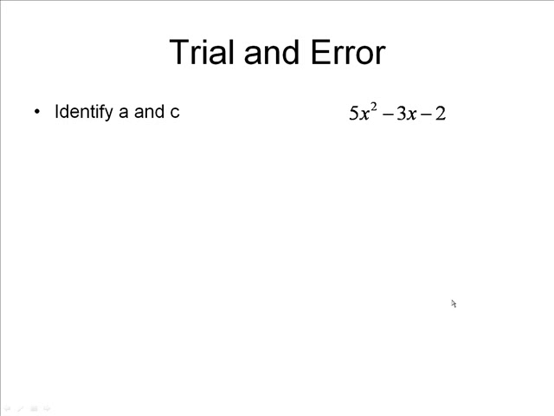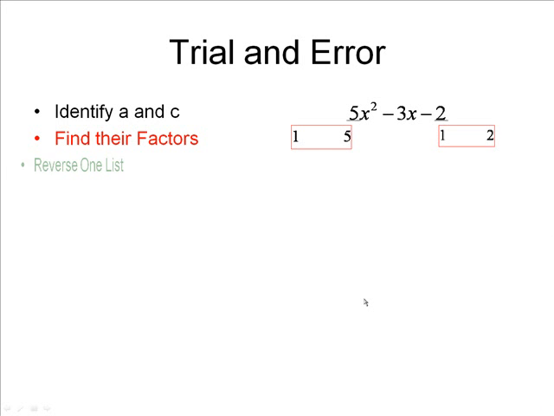So we identify the a and the c. That's going to be the 5 and the 2. Then we find their factors. Well, since 5 and 2 are both prime, that's actually pretty easy. It's just 1 and 5 and 1 and 2. We need to reverse one of the lists. It doesn't matter which list, but we need to reverse one of them because we're going to have to be working through every possible combination of multiplication. So one of them needs to be reversed. Typically I would reverse the c. It doesn't matter which one.